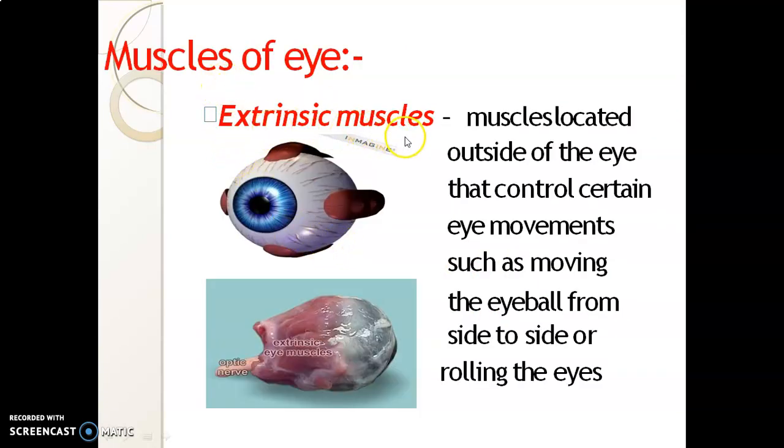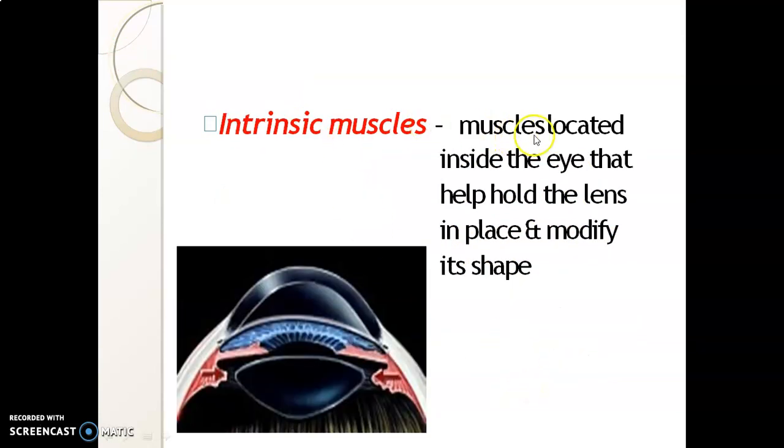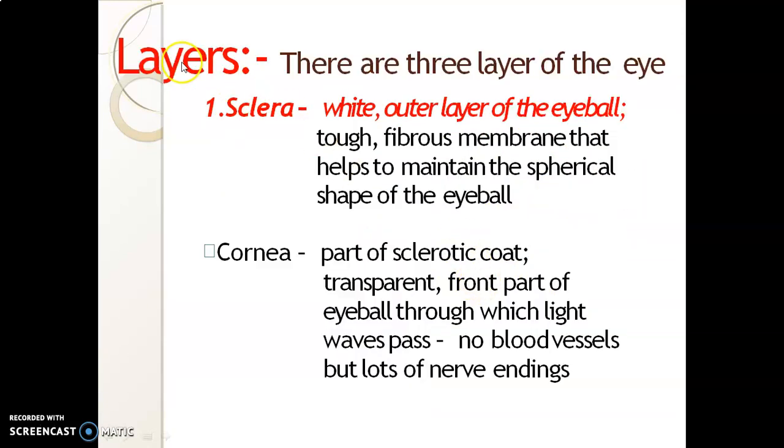Muscles of the eye. There are extrinsic muscles and intrinsic muscles. Extrinsic muscles are located outside of the eye and control certain eye movements, such as moving the eyeball from side to side or rolling the eyes. Intrinsic muscles are located inside the eye and help to hold the lens in place and modify its shape. There are three layers of the eye: sclera.